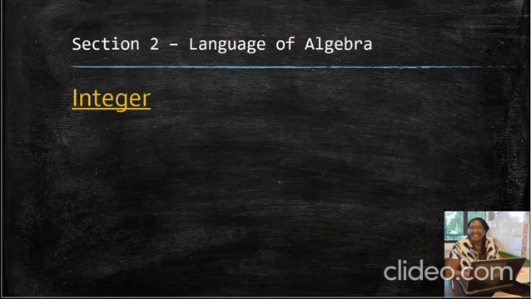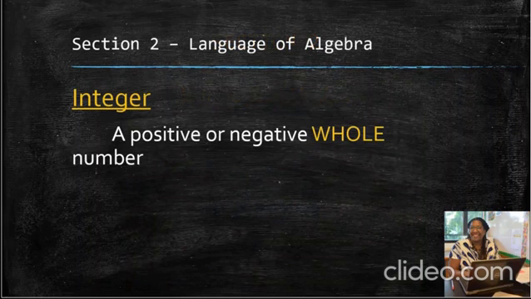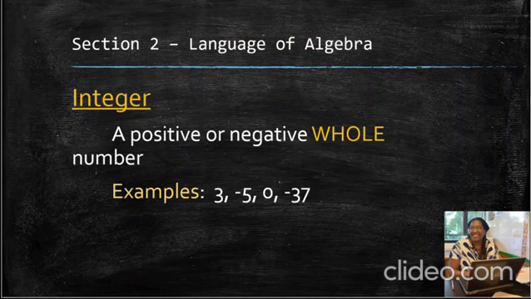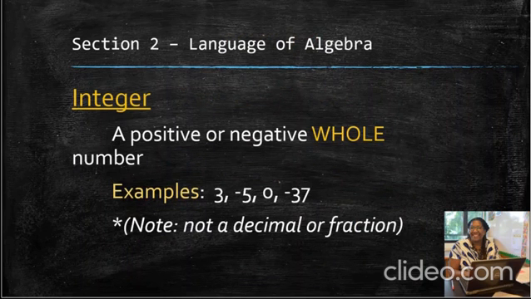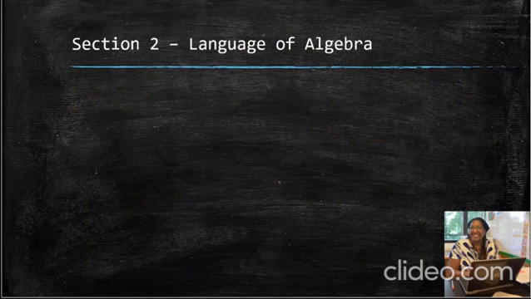Our first term is an integer. An integer is a positive or a negative whole number. Some examples of integers are 3, -5, 0, -37. They are whole numbers. Note that an integer is not a decimal. It's not a fraction. It's just a positive or a negative whole number.